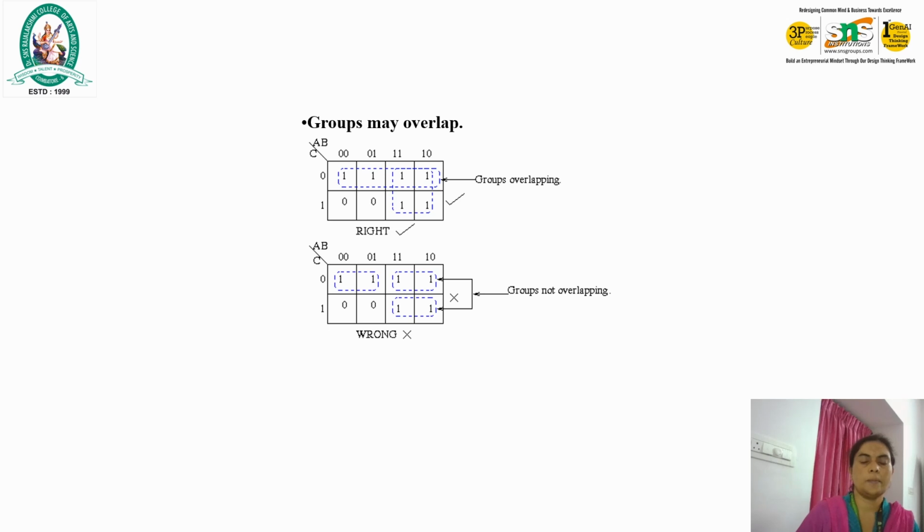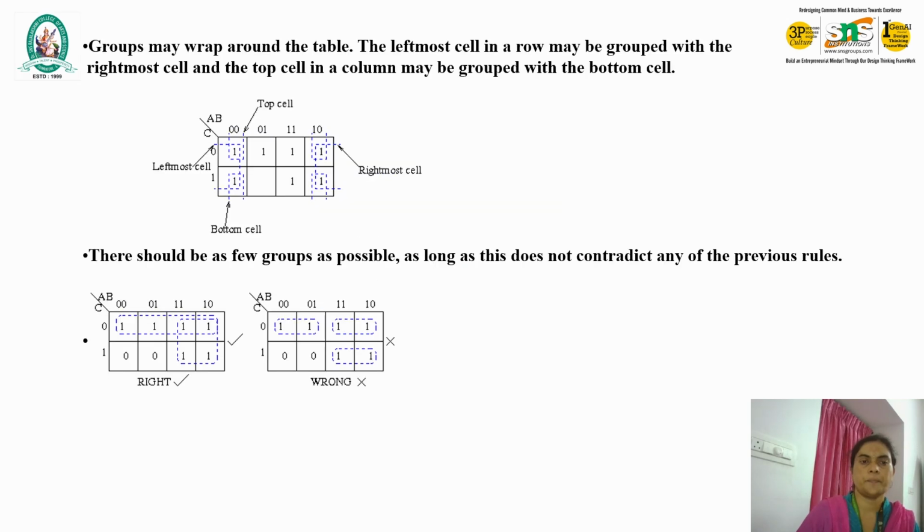Groups may overlap. In some conditions, we have to check for 4, and when we group 4, the upper segments also need the one to be grouped. In such a case, an overlapping issue will come, but in the Karnaugh map, the overlapping concept is allowed. In the diagram below, a separate 2 and another separate 2 have been grouped without overlapping, and this is not right according to the Karnaugh map rules.